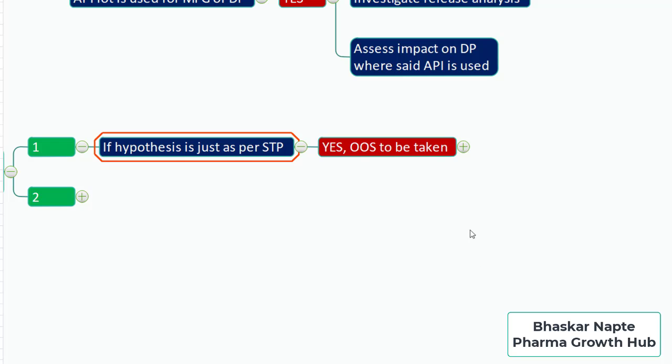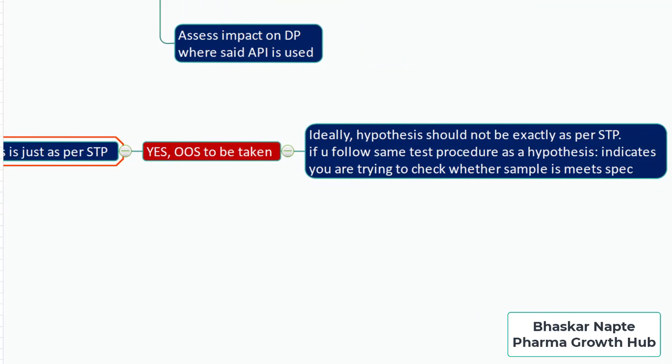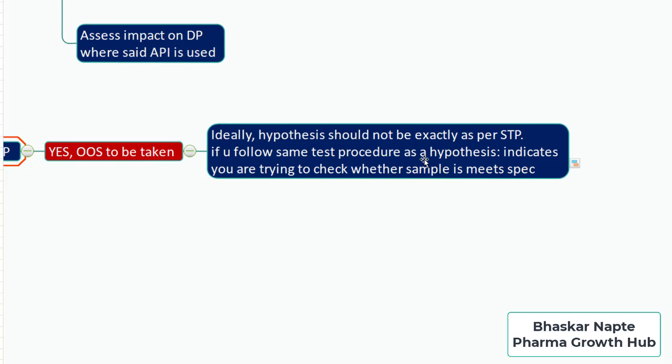But I have a question for you now. The hypothesis testing should not be as per the actual test procedure. Sometimes you may tend to do that, but ideally speaking, the hypothesis testing should not be as per your actual test procedure, and that's the justification I'm trying to give here. And I will read for you the hypothesis. Ideally, hypothesis should not be exactly as per STP.